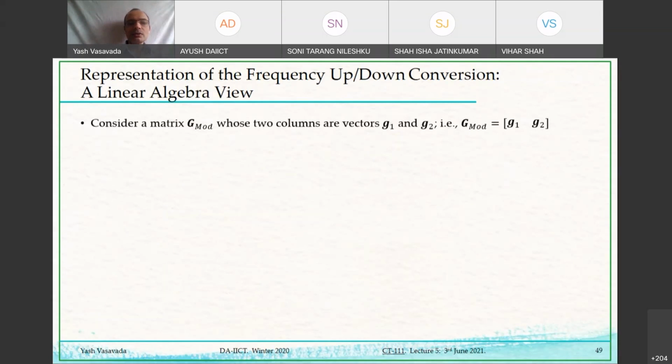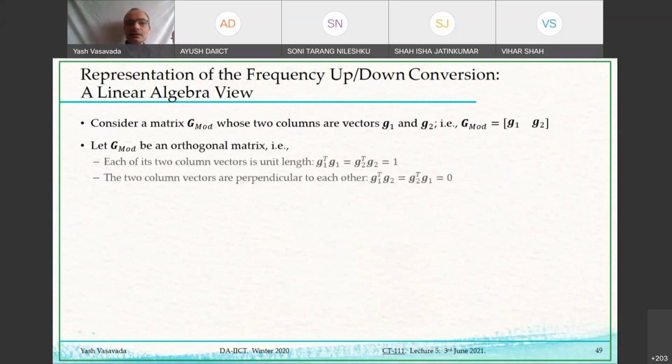So what I'm going to ask you to consider is a simple matrix. I'm calling it G mode. And it is made up of only two vectors, G1 and G2. So the matrix looks like this. And as you may have imagined, I'm going to require that each of these column vectors of G mode, G1 and G2, have unit length, meaning if I take the dot product of G1 with itself or G2 with itself, I get 1.